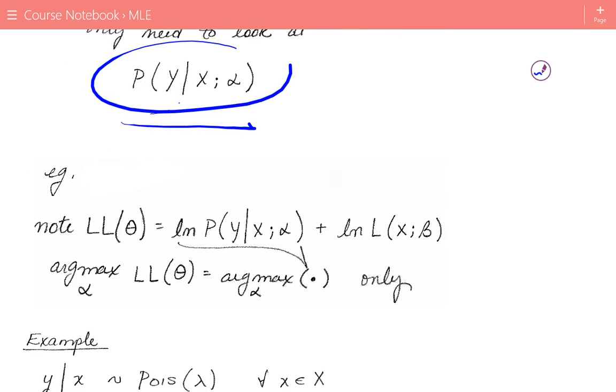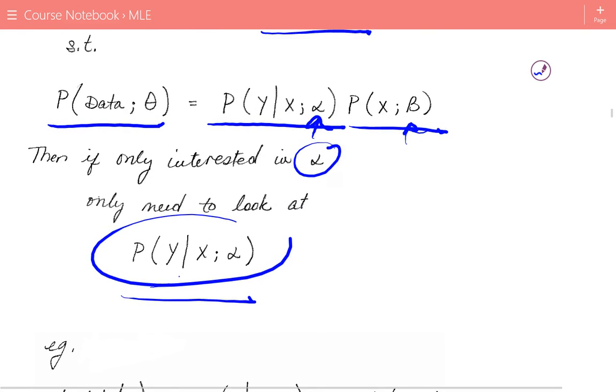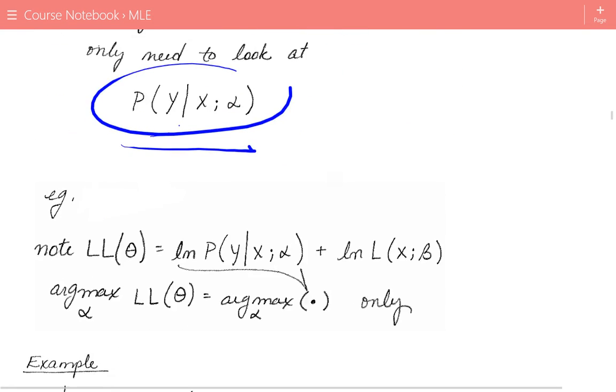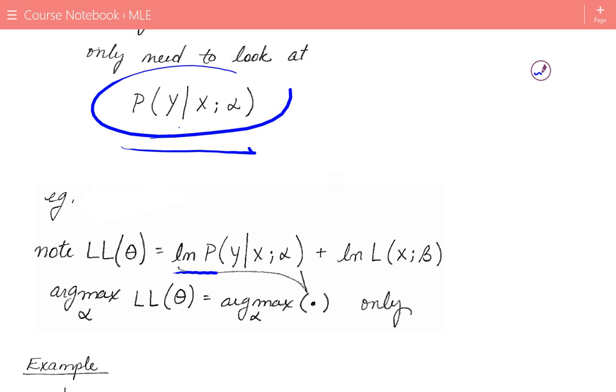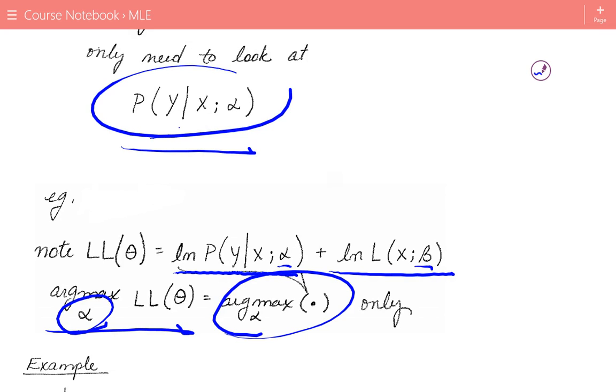You can see this because if you take the probability and log it, you will get the log probability of y given x with the alpha parameter plus the log of x with the beta parameter. And if you are going to maximize only with respect to alpha, this is all that you're interested in, then this is the only component that is going to be of use. So this is one of the key strategies in looking at conditional distributions: maximum likelihood estimation of the conditional likelihood function.